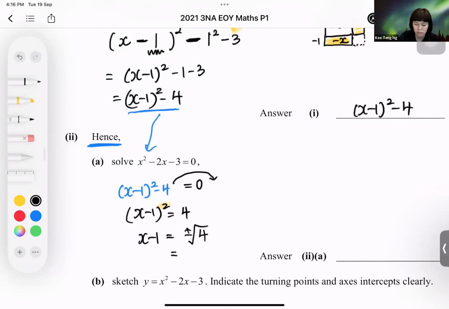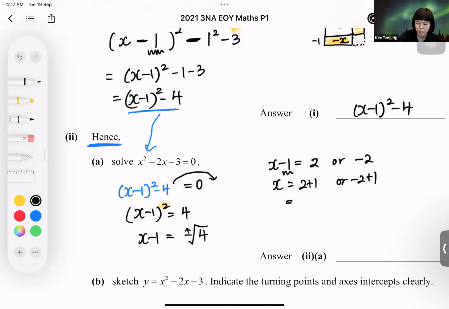And that gives me, wait, let me write down my answer. So x minus 1 equals to positive square root 4 will be 2. Negative square root 4 will be -2. Then I want to get x only, don't want a -1. I put 2 plus 1 or -2 plus 1. So my first answer is 3 or -1.